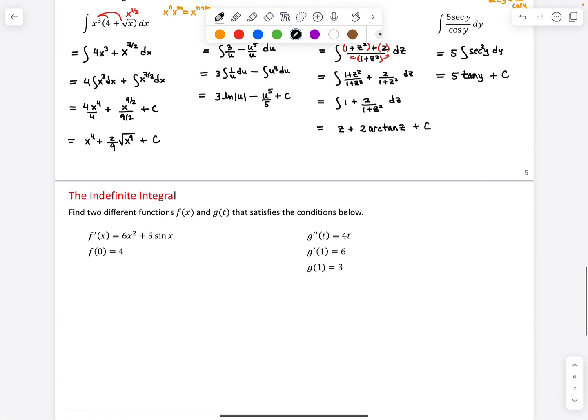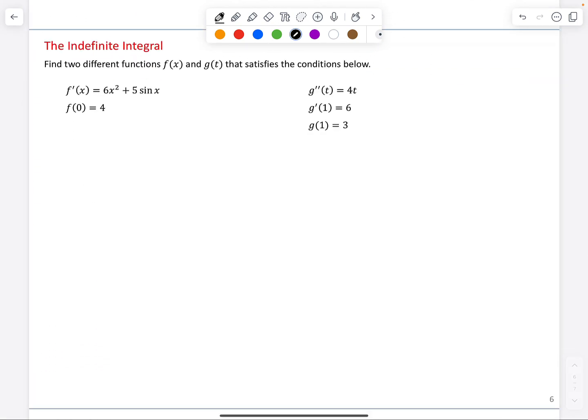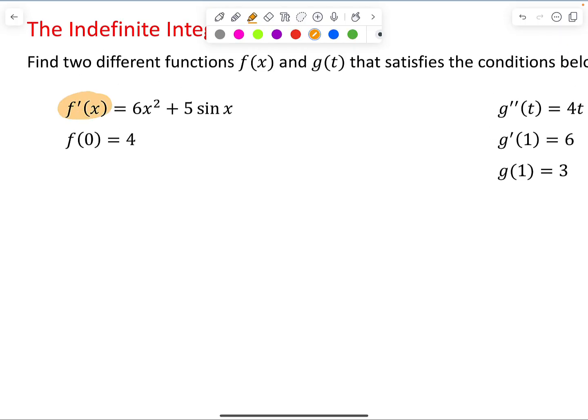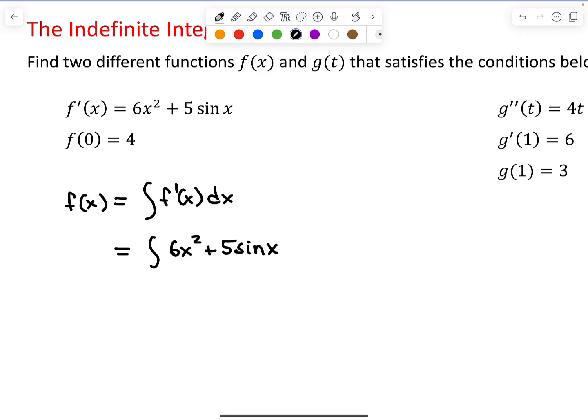All right, next page. Find two different functions f of x and g of t, each of which satisfies the conditions below. This is just two different problems on one page. So in the first case, we are told that the derivative of a function is equal to this. We want to find what the original function was. Well, the original function would be the indefinite integral of its derivative. So we want to integrate or anti-differentiate 6x squared plus 5 sine of x dx.